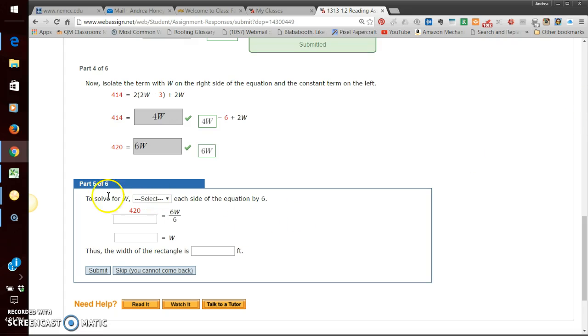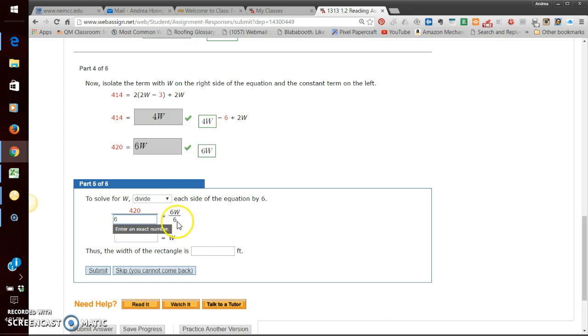Alright, part 5 of 6. To solve for W, select either multiply or divide each side of the equation by 6. So what are we going to do to solve this equation right here? 420 equals 6W for W. We're going to divide each side of the equation by 6, and then we have to enter that step.